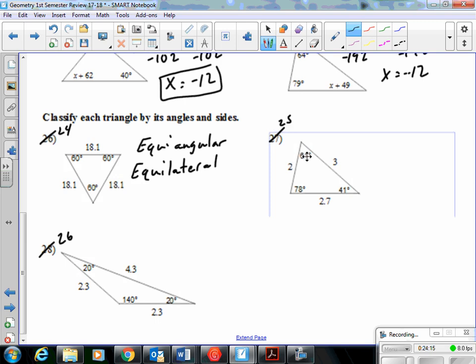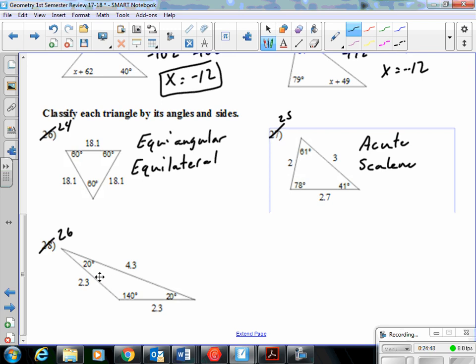So equiangular, equilateral. All the sides are the same, all the angles are the same. 25 by the angles, 61, 78, 41. All of those angles are acute angles. They're all less than 90. So that makes it an acute triangle. And then by the sides, 2.3, 2.0, and 2.7. So all of the sides are different lengths. So the name for that is scalene. So an acute scalene triangle.